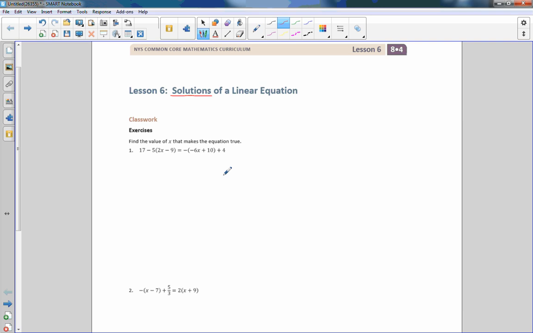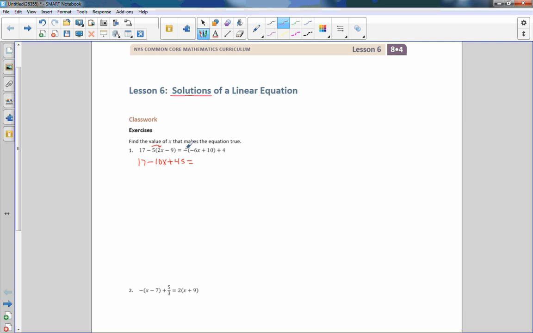If you're going to read a book, you've got to start at page 1. So here we go, page 1. The first thing I like to do is get rid of the parentheses, in other words, distribute. This is a negative 5, so distribute to there. The 17 is not going to change. A negative times a positive is negative, 5 times 2 is 10x. A negative times a negative is positive, 5 times 9, 45.